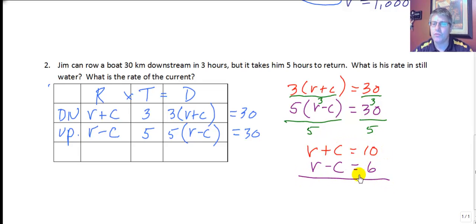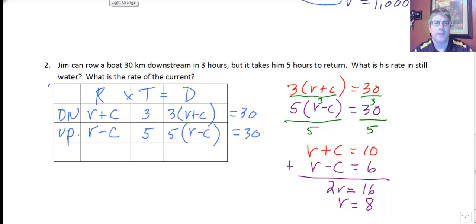And now I have a new system of equations that have equal and opposite coefficients on c. So I can use linear combination. I can simply add those up. Remember, r plus r is 2r, and 10 plus 6 is 16. And we see that r then must equal 8.